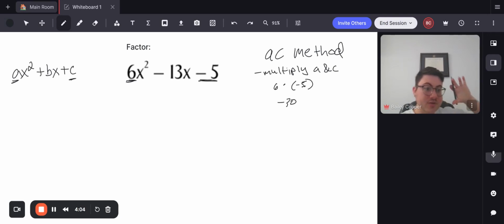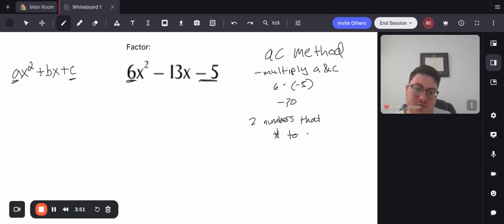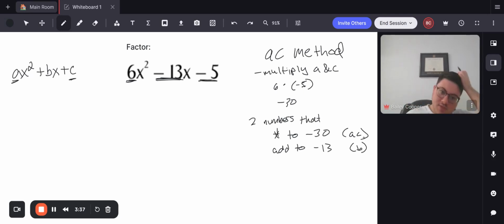And we are going to look for two numbers, and our goal is to find two numbers that multiply to negative 30 and add to this b term. So multiply to AC and add to negative 13, which is our b term.